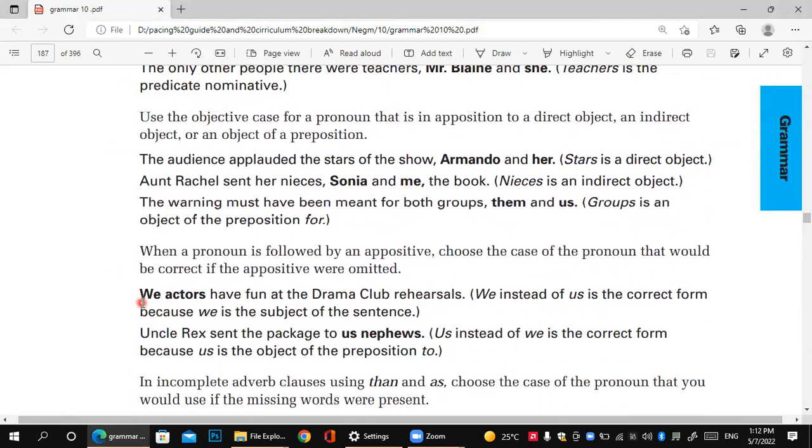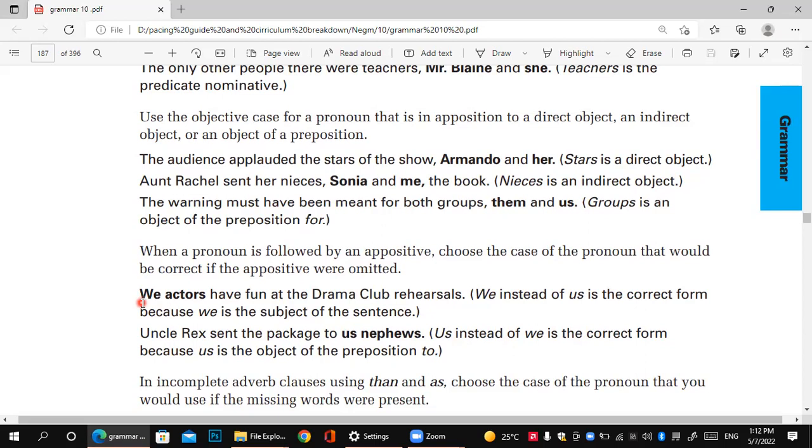For this example, he said, "We actors have fun at the drama club rehearsals." Of course, you can't start the sentence with an object. You cannot say "us actors." Of course not. It's "we actors." He tried to emphasize "we actors." So we are the actors.